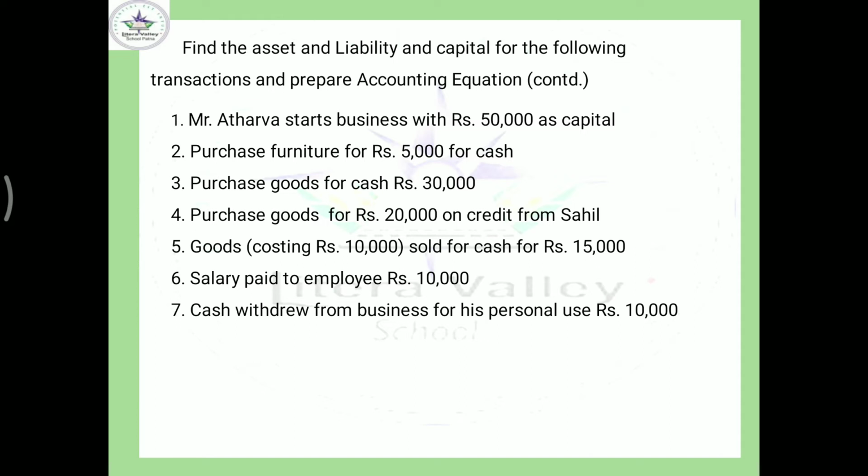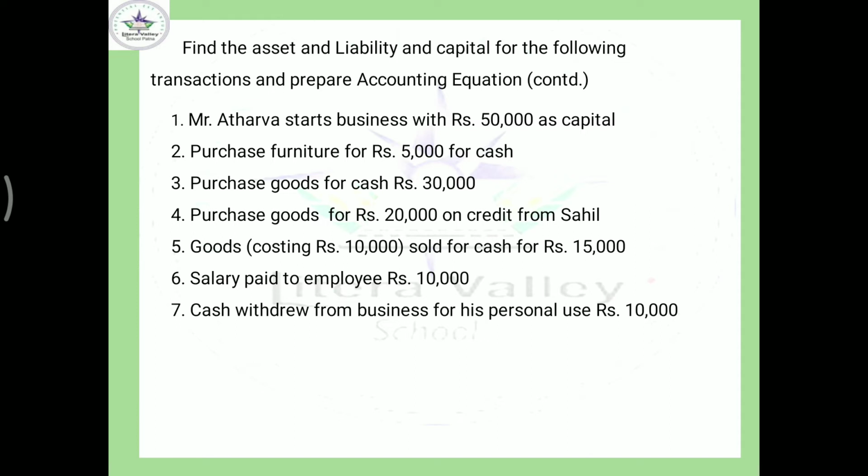Next one is purchase of furniture for rupees 5,000 for cash. It has a one-sided effect. One asset, furniture, will increase and another asset, cash, will reduce by the same amount. Come to the next one. Purchase goods for cash, rupees 30,000. So the goods balance, which is also a kind of asset, a current asset in the business, will increase and cash will reduce by 30,000. So it is also a one-sided effect on assets only.